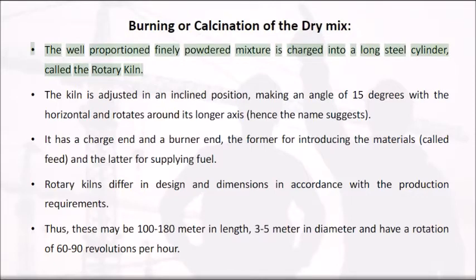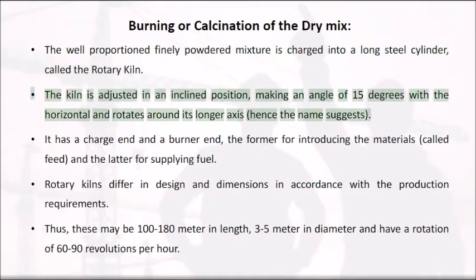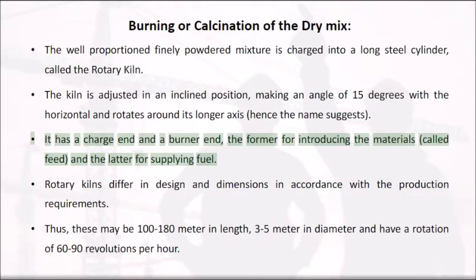The well-proportioned finely powdered mixture is charged into a long steel cylinder, called the rotary kiln. The kiln is adjusted in an inclined position, making an angle of 15 degrees with the horizontal and rotates around its longer axis, hence the name suggests. It has a charge end and a burner end, the former for introducing the materials, called feed, and the latter for supplying fuel.